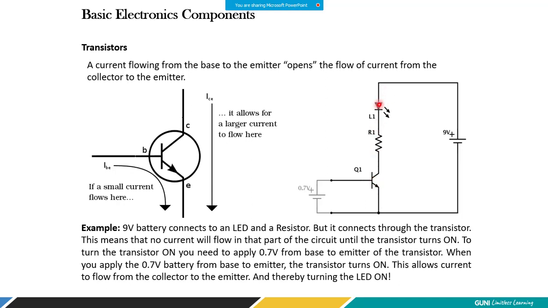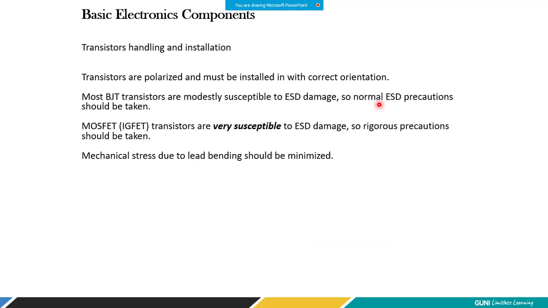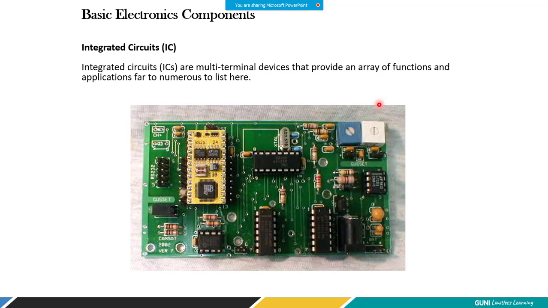But the LED could be replaced by a refrigerator, or by an air conditioner, with small modifications in the circuit, right? So that's how it can be helpful. And these are different pictures of the transistor that you will see practically. It's a guideline for how, when you handle it, you have to be very careful, right?